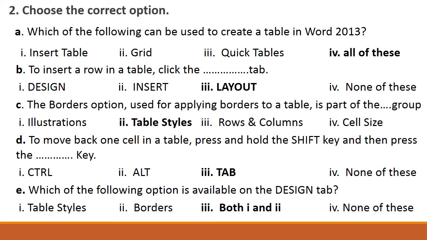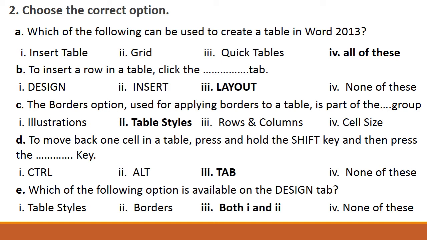Question number 2. Choose the correct option. The first statement is: which of the following can be used to create a table in Word 2013? The options are Insert Table, Grid, Quick Tables, or all of these. Actually, we have covered a lesson that is based on creating a table in Word 2013. All the options are correct: Insert Table, Grid, Quick Table. So the fourth one is the correct option, all of these.